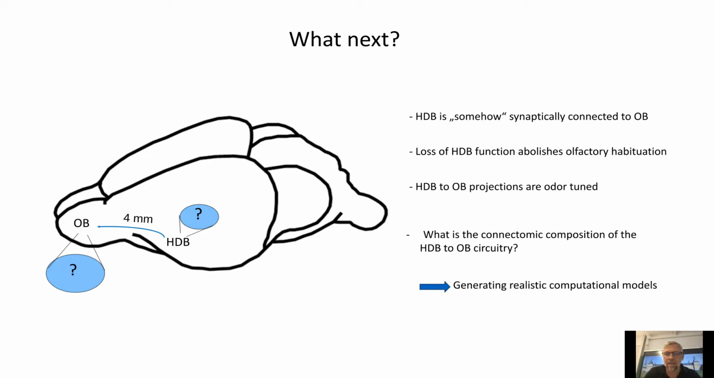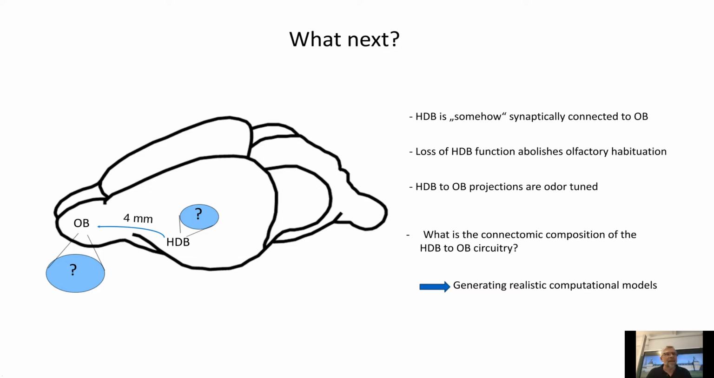And this brings me already to the end of my presentation and leaves us with a question. I could show you that the HDB projections are odor tuned. We could show that loss of HDB function abolishes olfactory habituation, and we know that the HDB is synaptically somehow connected to the OB.